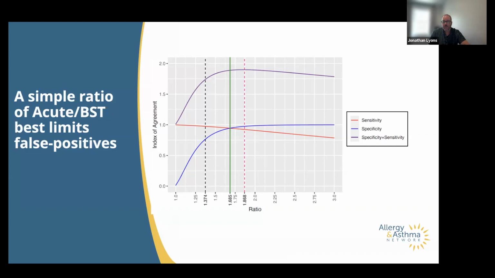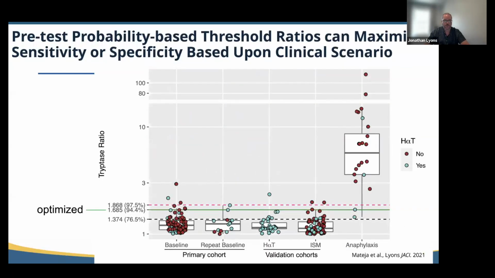Suffice it to say, what we tried to do is maximize both the sensitivity and specificity of using a ratio. We found that a simple ratio of an acute level to a baseline level was the easiest way to do this. We identified three different cutoffs, where a ratio of 1.685 maximized both sensitivity and specificity. Basically, it gave us the biggest bang for our buck when using tryptase to identify people having immediate hypersensitivity reactions. You don't have to memorize these ratios, because there's a nice tool that exists online that I'll show you in a second, but I want to show you how the data perform.